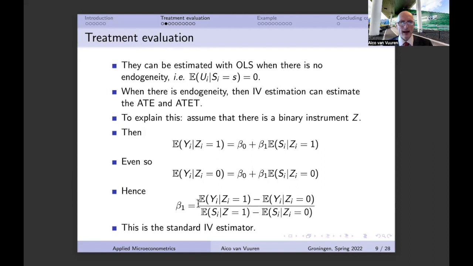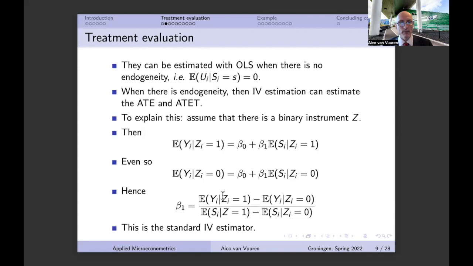That is what the IV estimator tries to estimate. Of course, it doesn't estimate itself, because these means that we have over here are unknown to us. These are population means, and population means generally are unknown to us. But what we can do, and that's exactly what we would do in this case, is replace them by their corresponding sample means.